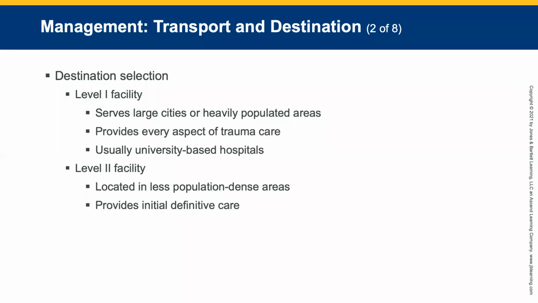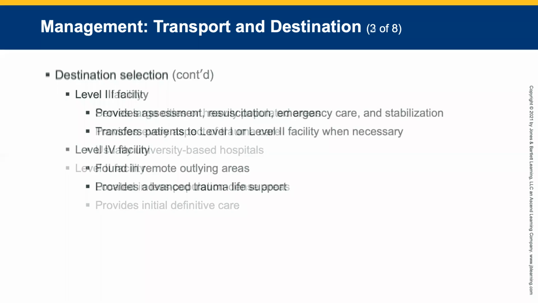Destination selection. How am I going to make the appropriate selection? So trauma centers are classified into levels 1 through 4, level 1 having the most resources. And I highly suggest in your area that you know these locations. A level 1 facility provides every aspect of trauma care from pediatric to geriatric. Level 2 facilities provide initial definitive care. A level 3 provides assessment, resuscitation, emergency care, and stabilization. And a level 4 only provides advanced trauma life support. So you see there's a big difference.